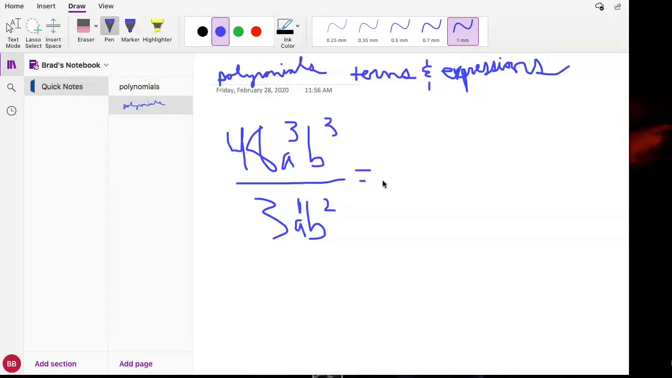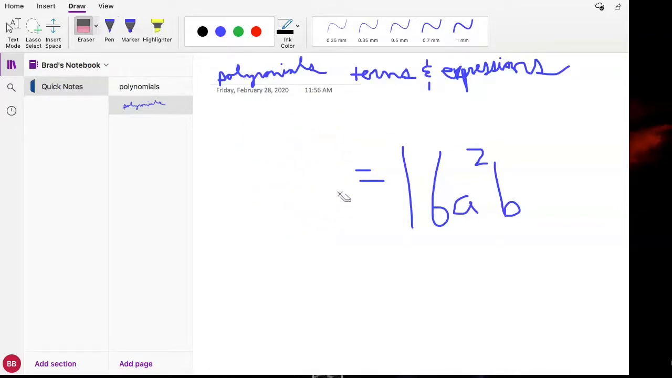First thing, 48 divided by 3 is 16. There's our 16. Then we have a to the third divided by a to the first. Again, 3 minus 1 is 2. That's all we're doing, and that gives us a squared. Same thing with the b's: b to the third minus b squared is 3 minus 2, which is 1. So 16 a squared b is our answer. If you were doing all this the same way, you would put a 1 here and have 16 a squared b to the first, but the answer choice you're going to see on your test is definitely going to be 16 a squared b, and that's the one you want.